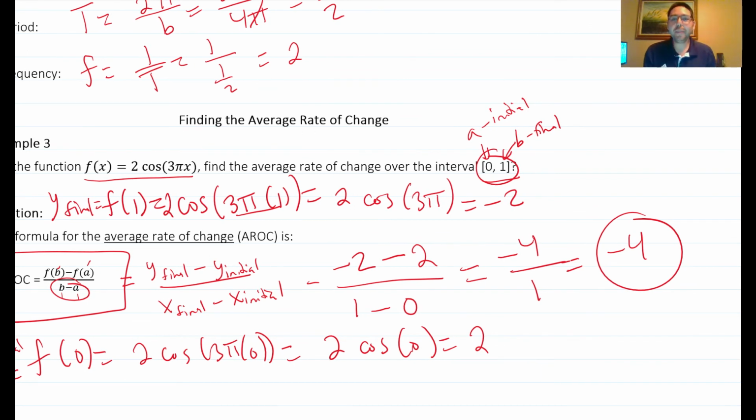All right, guys, we're going to stop there. That's all the key features. We have average rate of change, period, frequency, amplitude, midline, and how to graph it using Desmos.